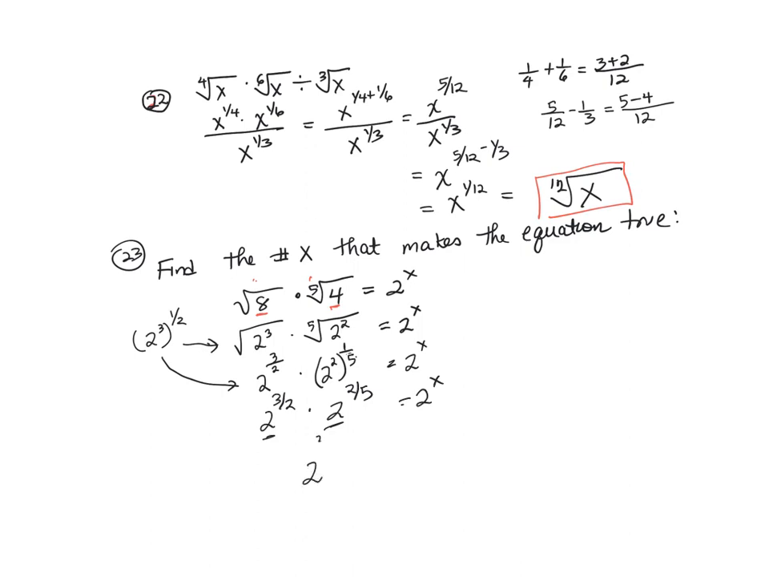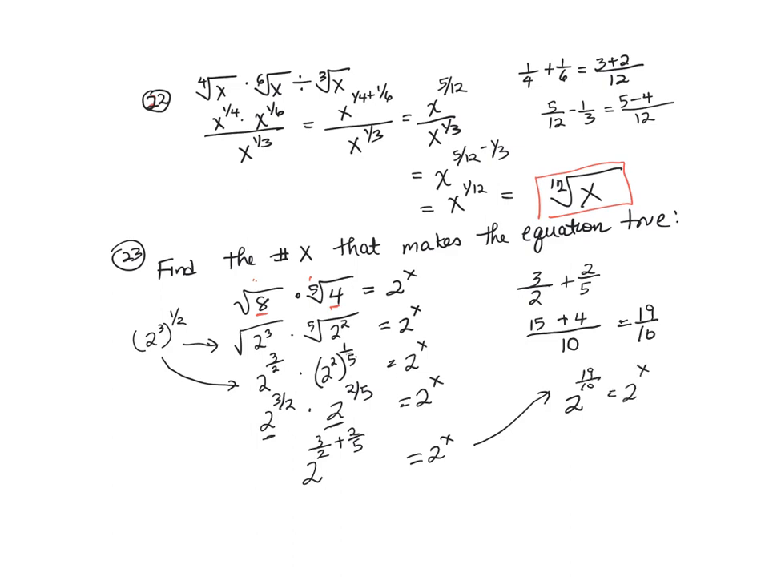So this is 2 to the 3 halves plus 2/5. So we have to add this on the side. 3 halves plus 2/5 has a common denominator of 10. So we multiply the 3 by 5, we get 15, and we multiply the 2 by 2, and we get 4. Let's see, I just want to make sure I'm doing this right. Okay, I think so. And this gives me 19 over 10. A little crazy, but that's what it gives me. So this gives me 2 to the 19/10 equals 2 to the x. So equating the exponents, x equals 19 over 10.